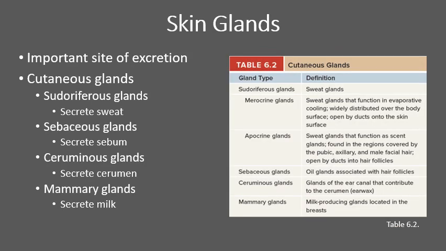Next, we're going to talk about skin glands. This is an important site of excretion, and you have several different types of cutaneous glands. First, you have sudoriferous glands. These secrete sweat. Then you have sebaceous glands, which secrete sebum. You have ceruminous glands, which secrete cerumen, which is a fancy word for earwax. And then you have your mammary glands, which secrete milk. This table on the side is quite nice for you as a summary.